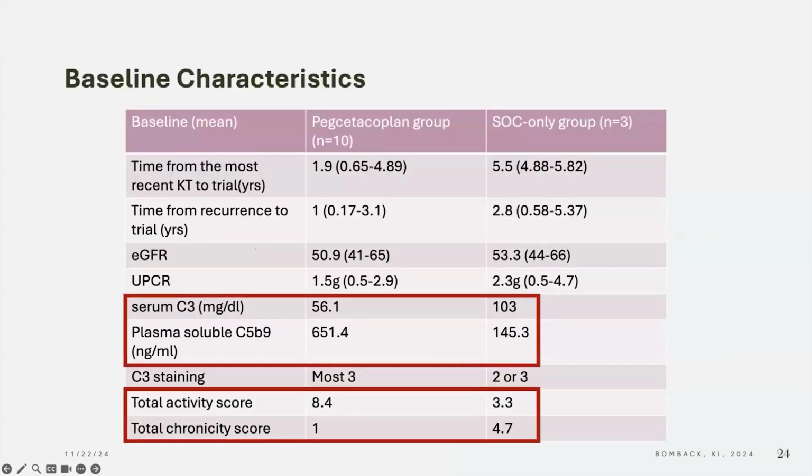Baseline kidney function in both groups is not that bad, eGFR more than 40. The pegcetacoplan group is more active, demonstrated by a lower C3 level, higher plasma soluble C5b-9, higher total activity score, and lower chronicity score. While the control group has significant chronicity, and the mean activity score was just 3.3, which means there may not be much we can work on in this control group.